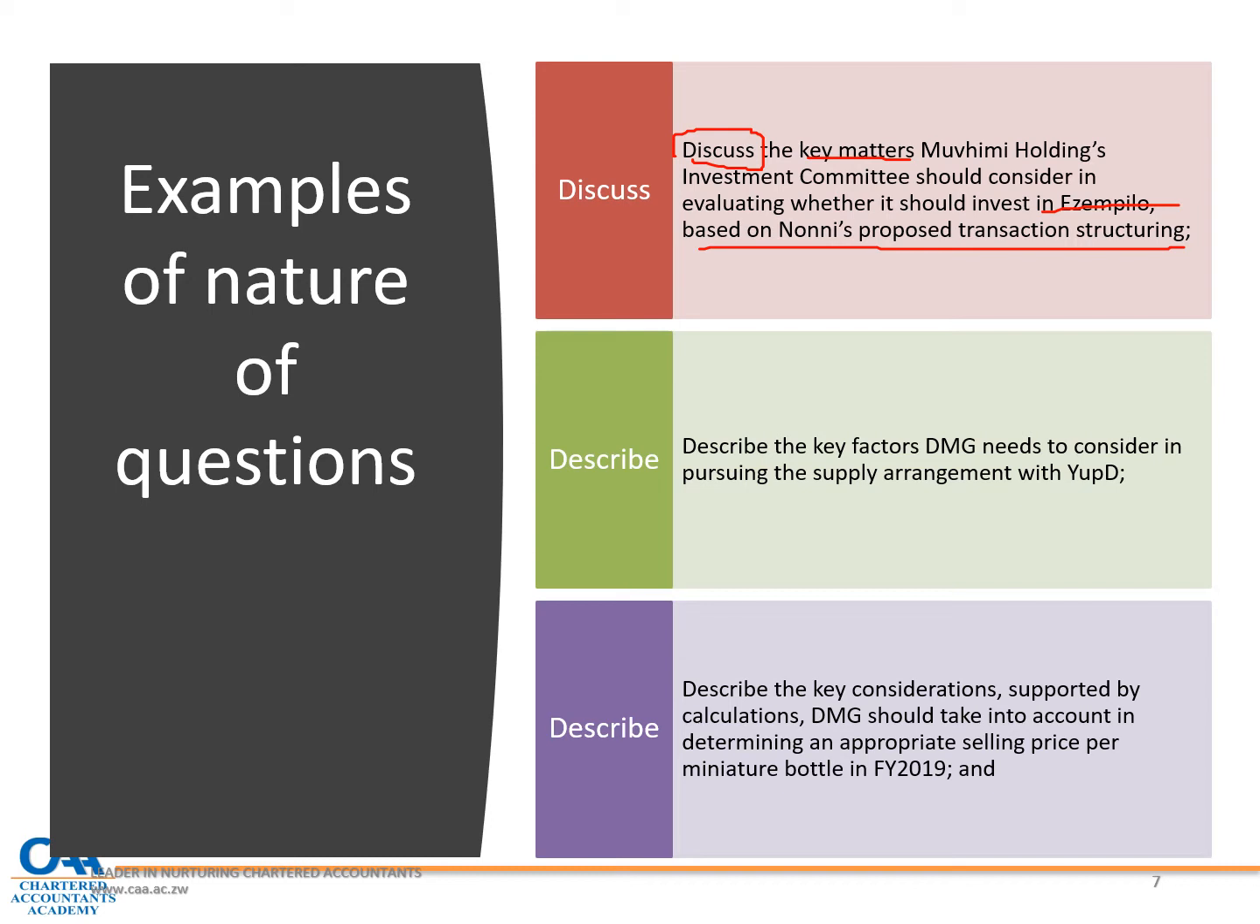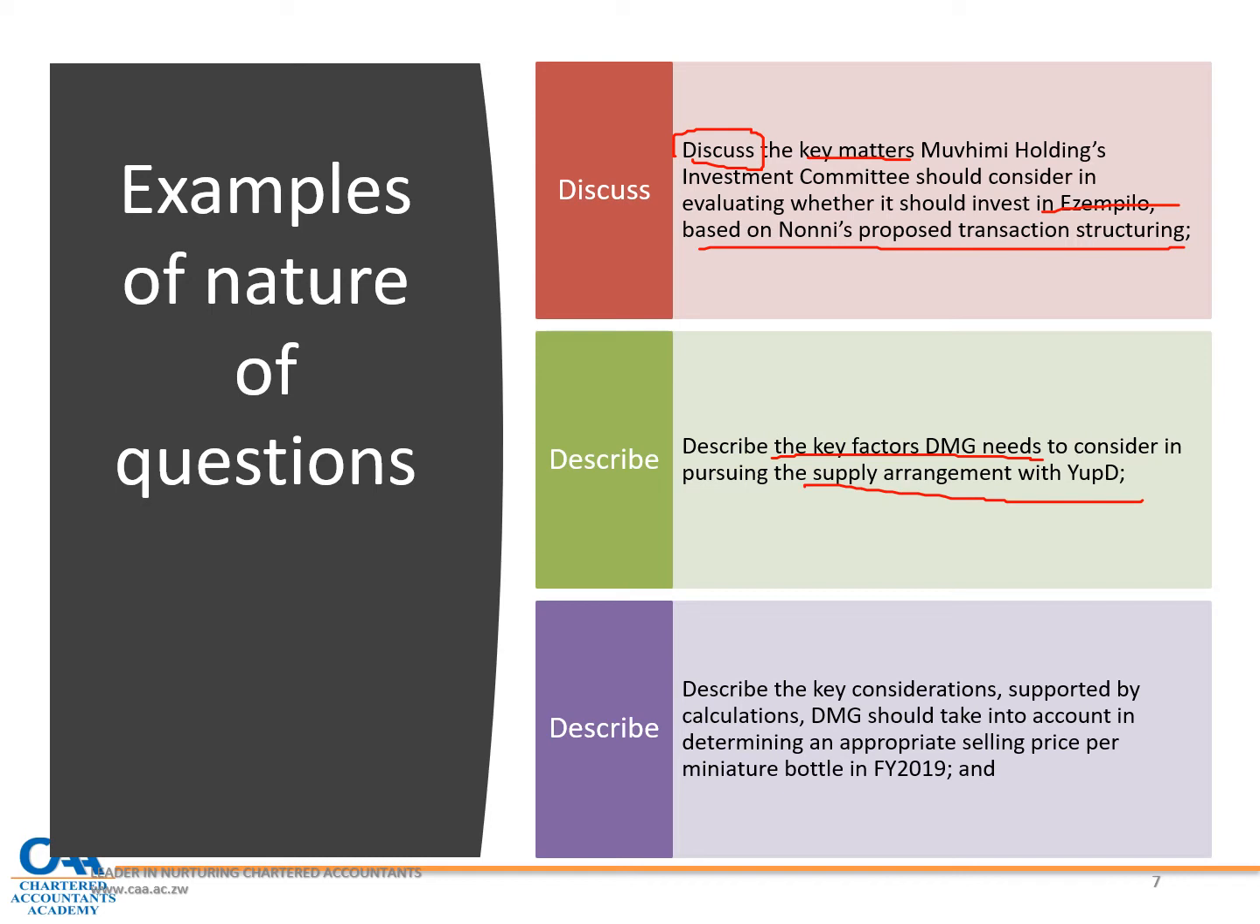Or you may be asked to describe the key factors DMG needs to consider in pursuing the supply arrangement with YAPD. Looking at this question itself, the factors I'm going to consider need to be both quantitative and qualitative, unless I've already covered quantitative factors in a preceding requirement. But here the primary focus will be the other qualitative issues I should look at.